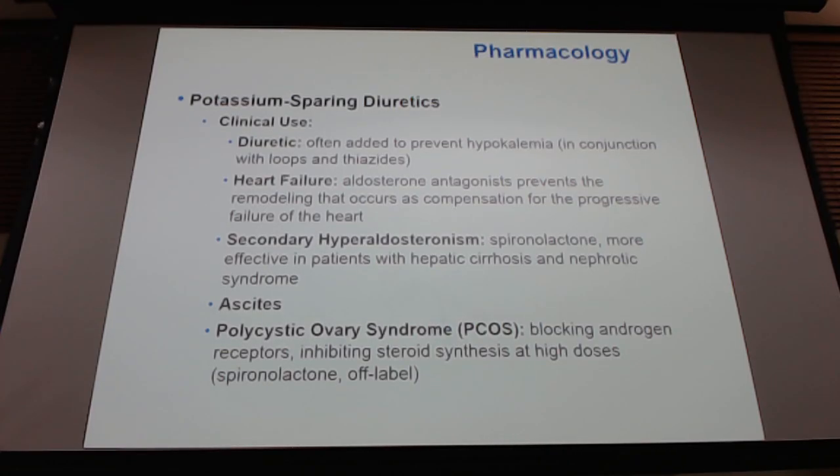Secondary hyperaldosteronism, we have spironolactone that's more effective in patients with hepatic cirrhosis and nephrotic syndrome. Then we have ascites, which is the condition associated with cirrhosis that can occur. And then we have polycystic ovary syndrome, which is blocking androgen receptors, inhibiting steroid synthesis at high doses.